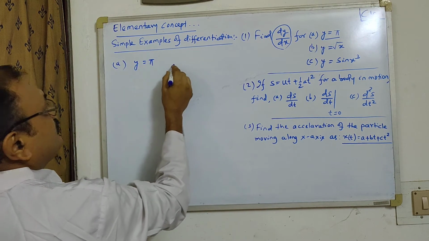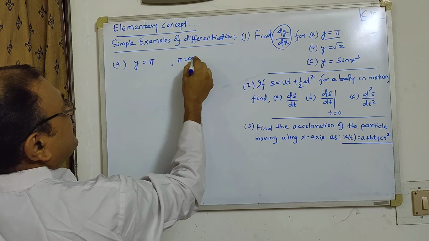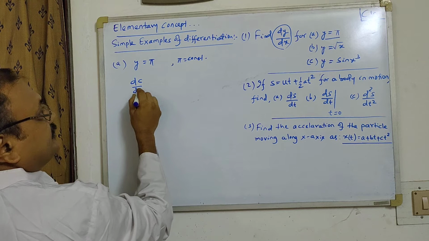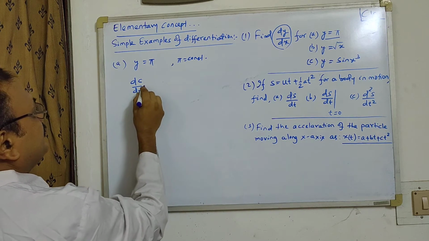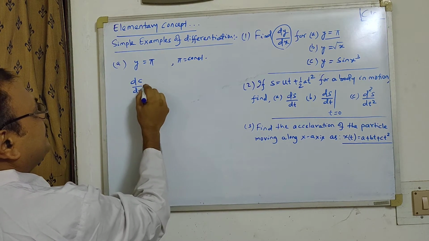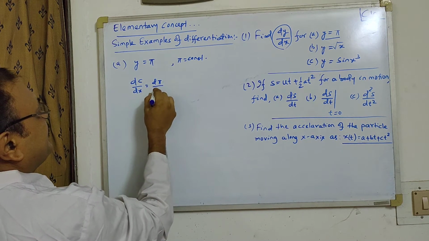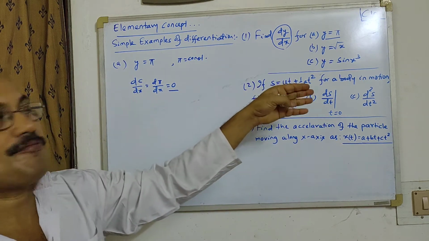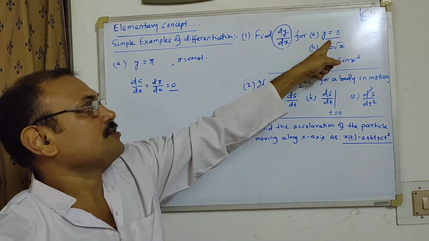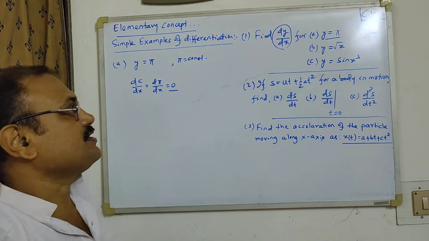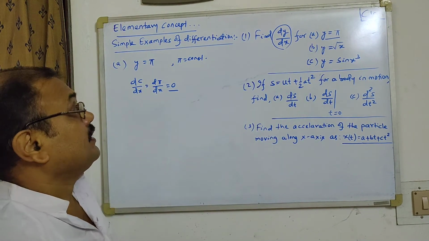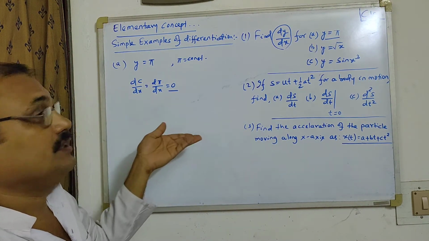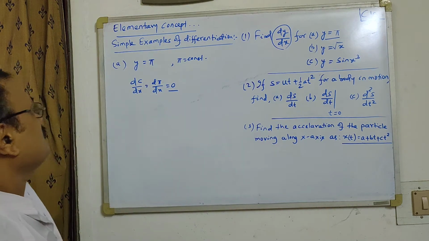Pi is a constant. Therefore, differentiation of any constant is 0, as we have seen. So d by dx of c, that is d pi by dx, is equal to 0. The derivative of pi is equal to 0. Similarly, you can pick up the differentiation of any constant, and it will be equal to 0.